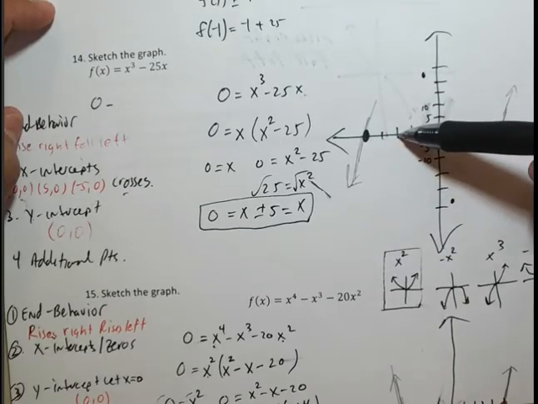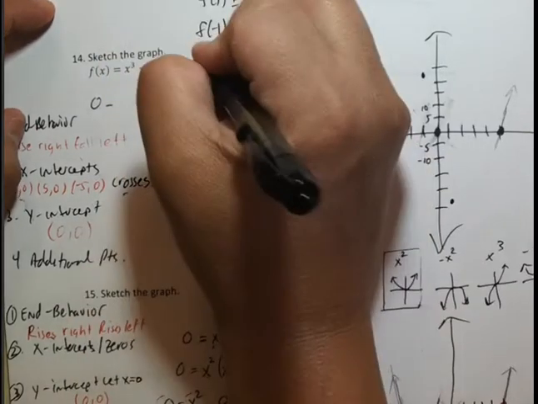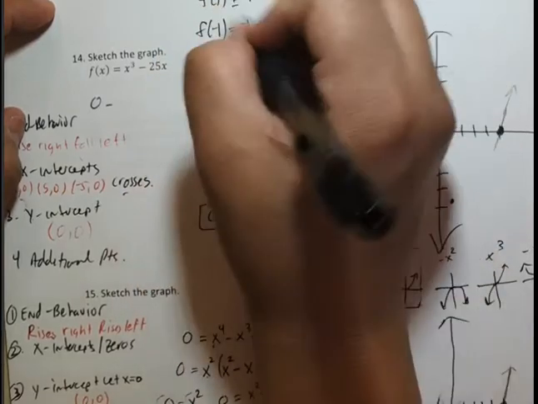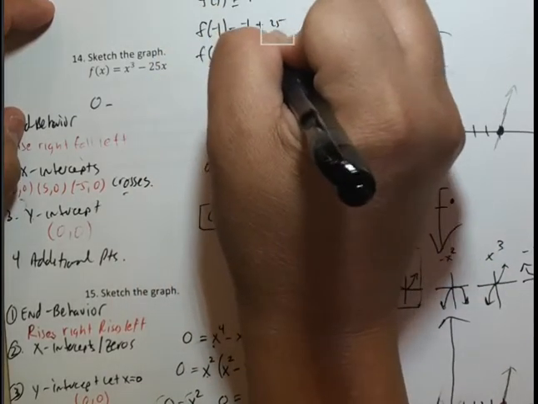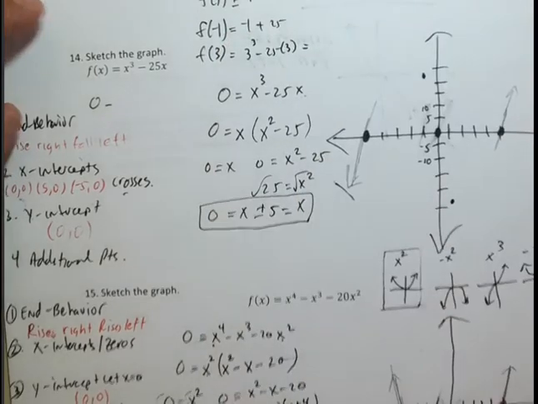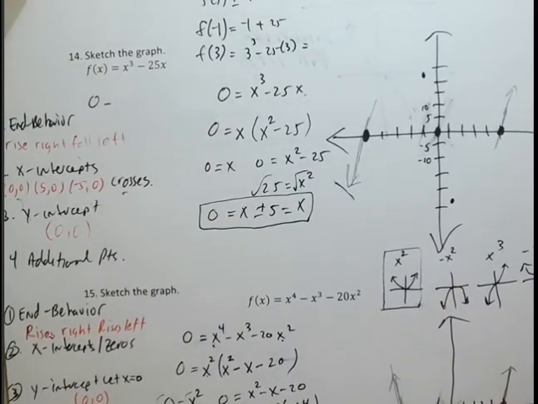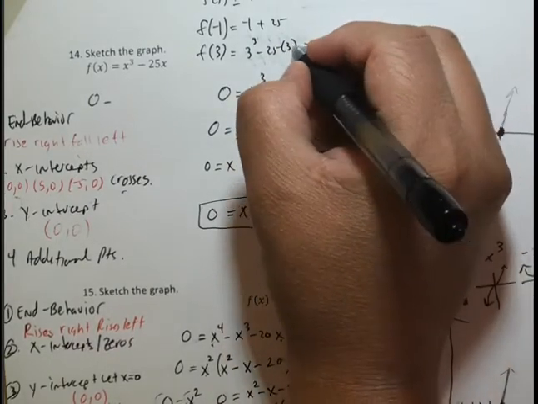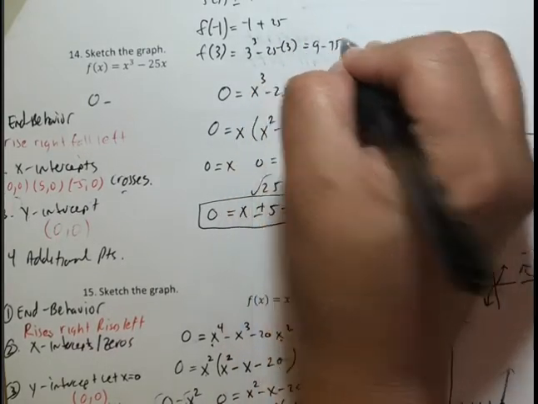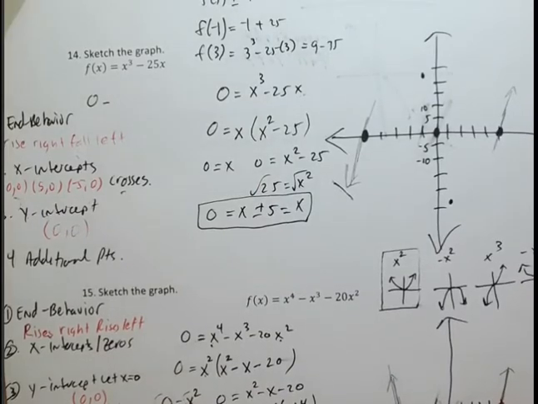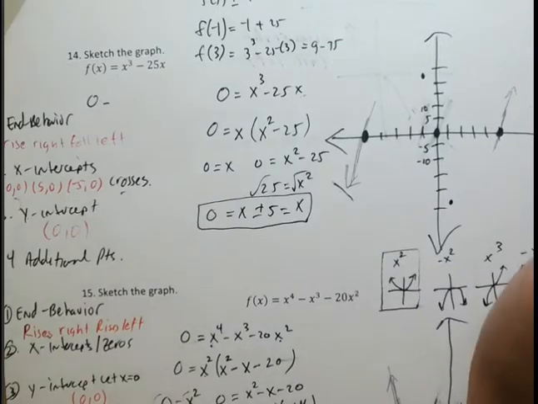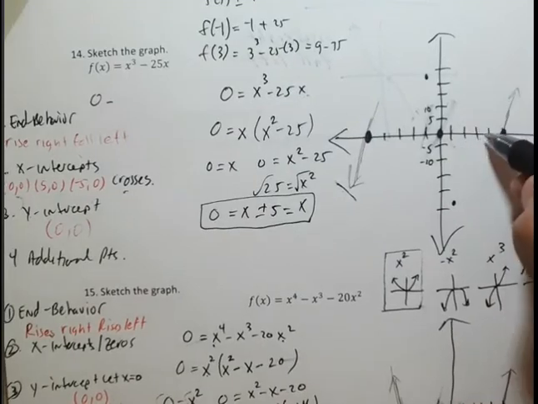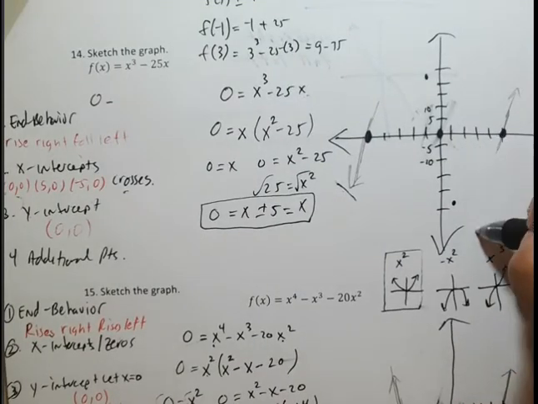And then I'm going to do f of 3. You could do f of 2 if you like. I'm going to do 3. So 3 times 3 is 9. And 9 minus 25 times 3. That's 9 minus 75, right? Or is that 66? Negative 66. So f of 3 is going to be down here somewhere.